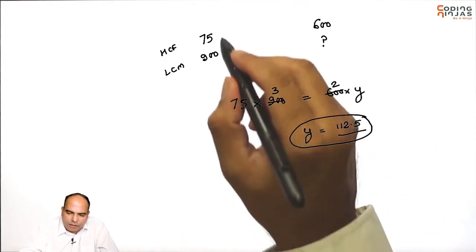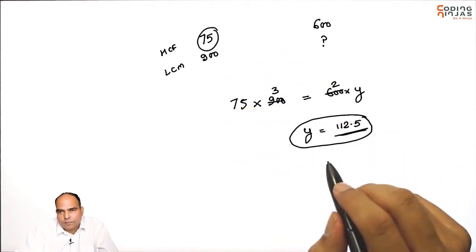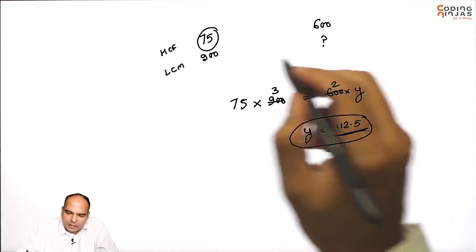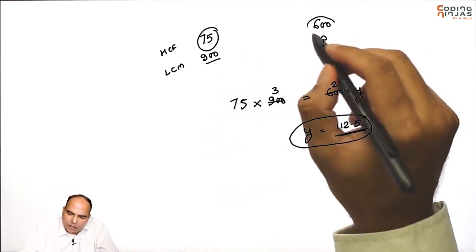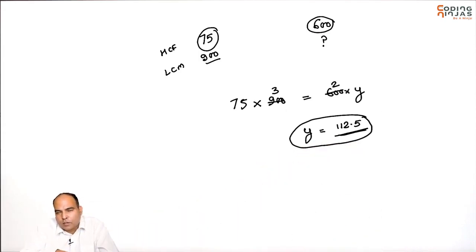Is 75 a divisor of 112.5? The answer is no. Is 900 a multiple of 600? The answer is no. So this is a trap question on the same structure, and a lot of people solve this the same way. If I give you a question like this, I'll definitely put 112.5 as an option there. So this is the first trap.